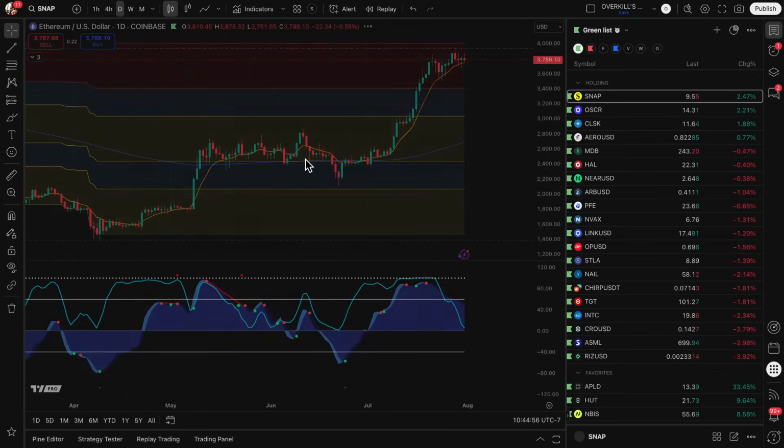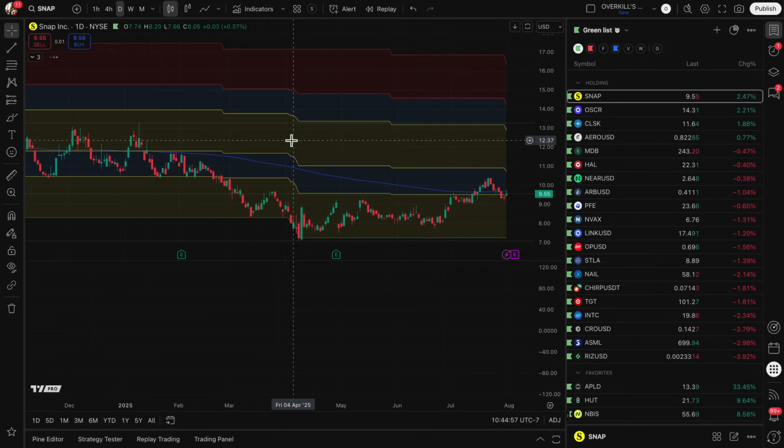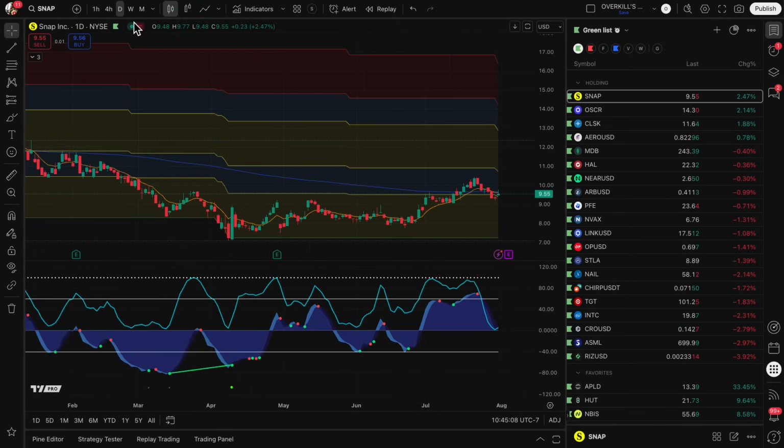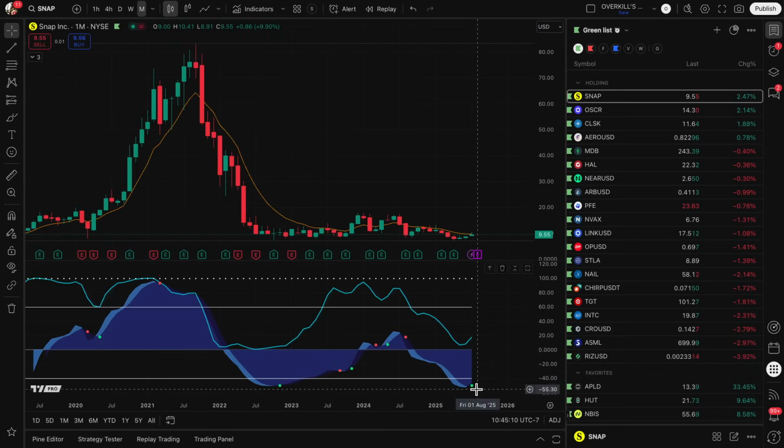So Snapchat is one I started buying back here at around $10. During those tariffs, it did sell off down here to $7. I actually ended up selling at around $8.50, and I have just re-entered the trade here in July because we do have that green dot confirmation. So this one is in the portfolio.